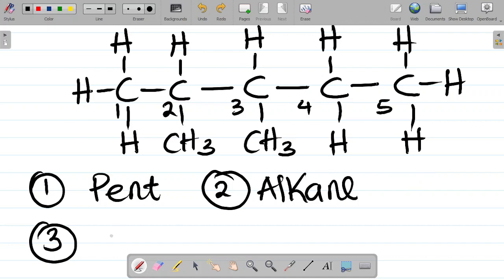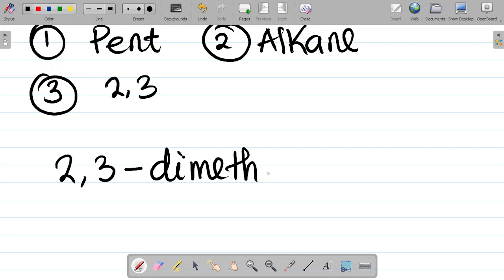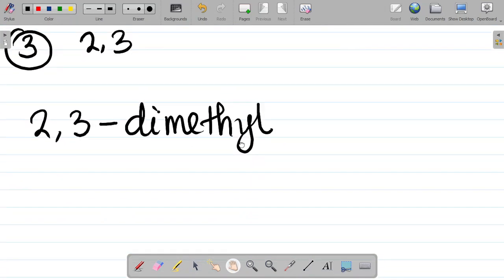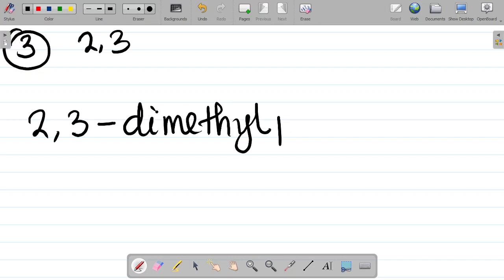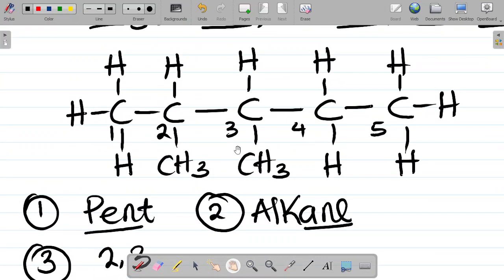Alright, so I'll work with this. So I'm having 2 and 3 as the position of the methyl. So how do we name this compound? It becomes simply 2, 3. Now I have 2 methyl there. It becomes di. Di means 2, then methyl. It means that I have 2 methyl at position 2 and 3. Then the parent atom is pent and then an alkane. That becomes pentane. So I'm having the name of this compound as 2,3-dimethylpentane.